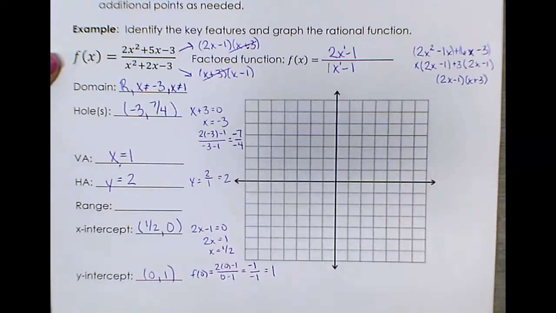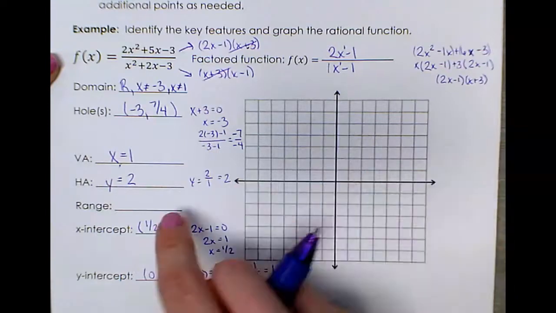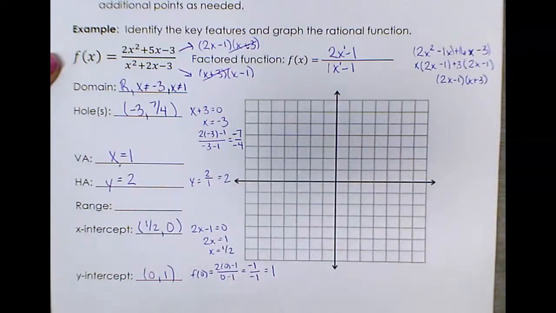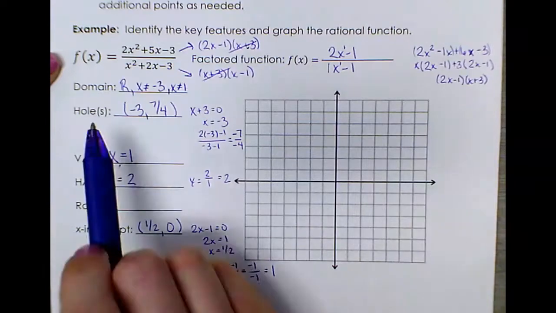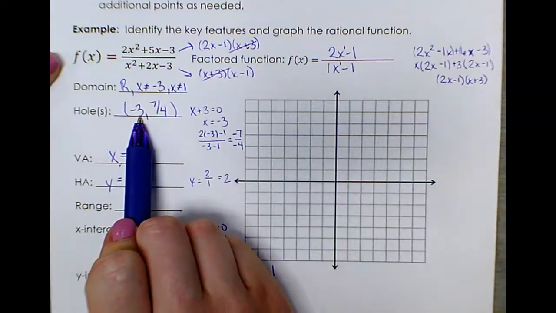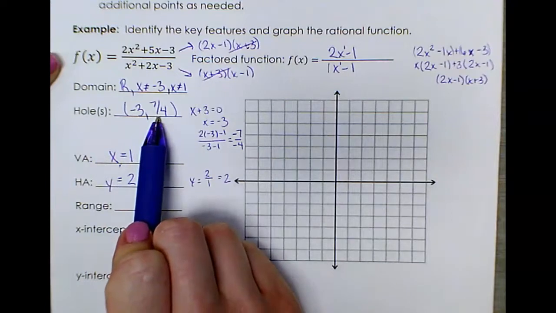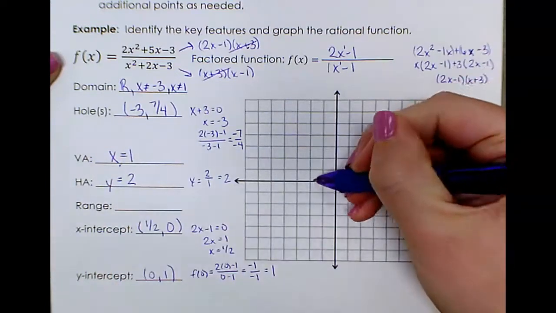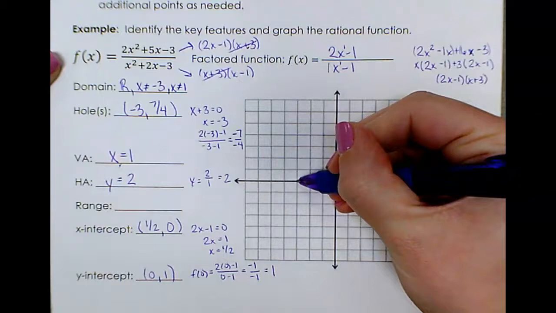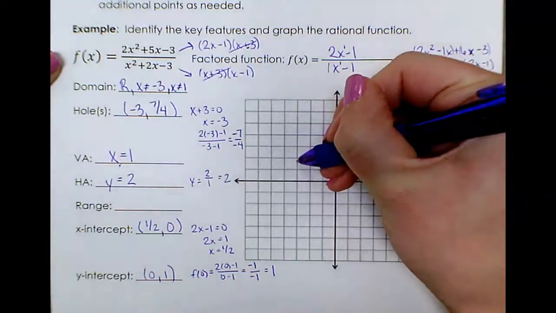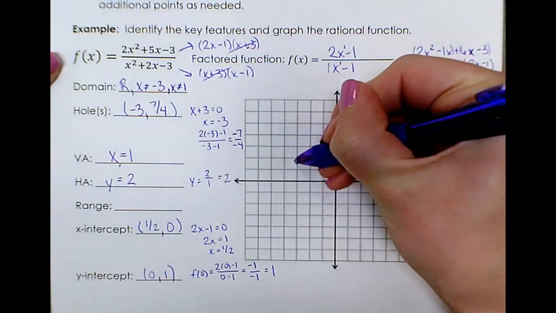And I'm going to skip that because I want to talk about the graph before I find the range. I think it'll make a little bit more sense. So I'm going to graph all the pieces. I have a hole at the ordered pair negative 3, 7/4. So negative 1, 2, 3. And I'm going up about 1 3/4. So about right here, there's a hole right there.